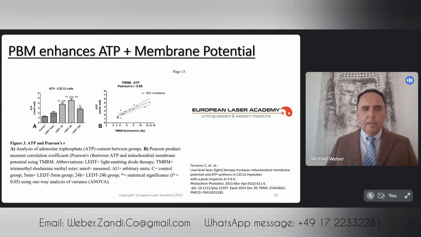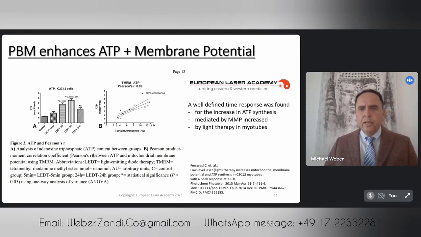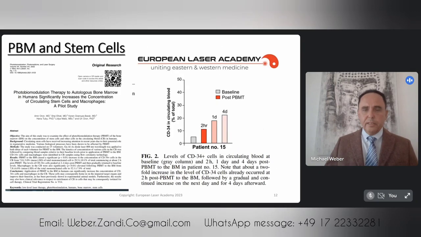And at the same time, you see, in difference to the control group, the booster of the ATP production. So they described a well-defined time response for the increase of ATP synthesis mediated by the membrane potential. And they focused in this study on the myotubes, where they could demonstrate all these results.